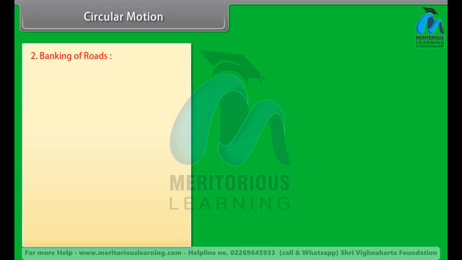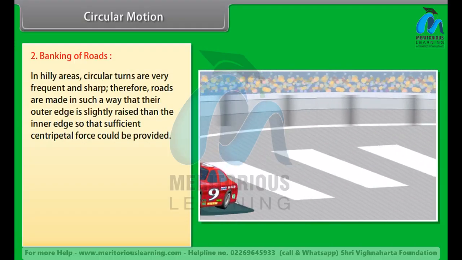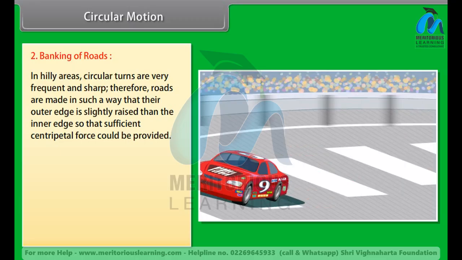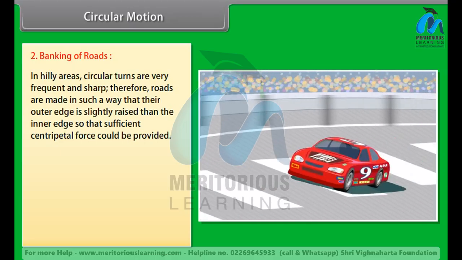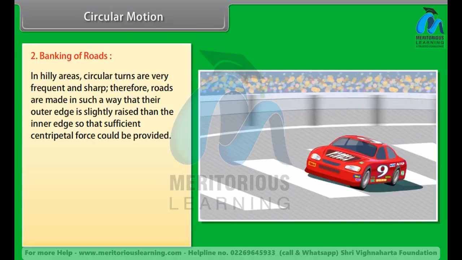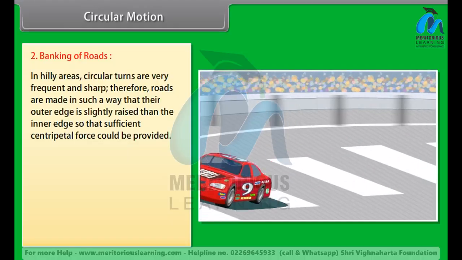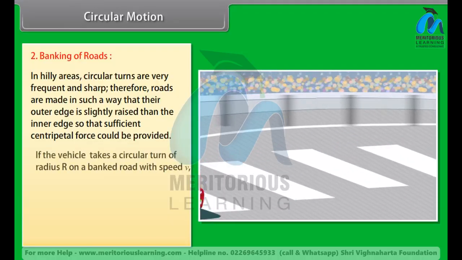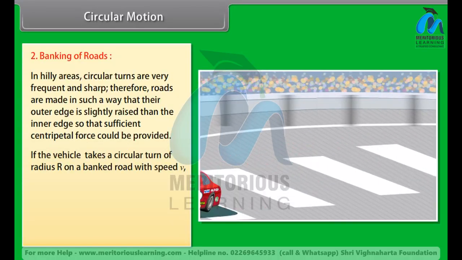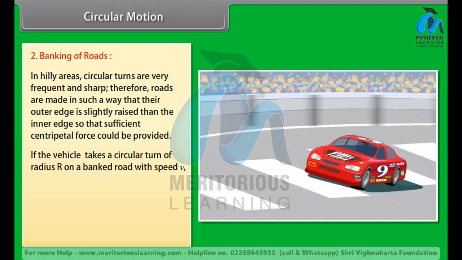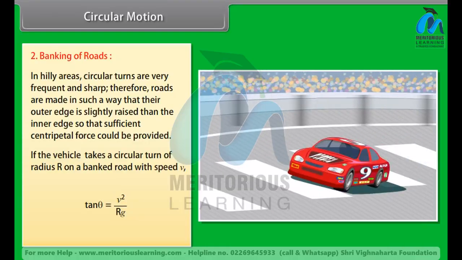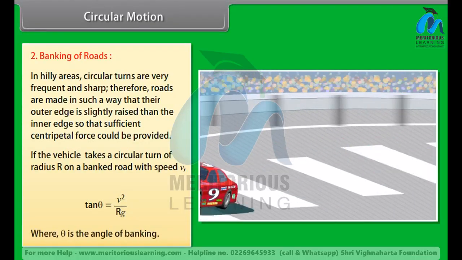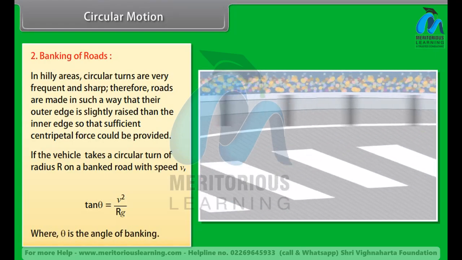Number 2. Banking of roads. In hilly areas, circular turns are very frequent and sharp. Therefore, roads are made in such a way that their outer edge is slightly raised compared to the inner edge, so that sufficient centripetal force could be provided. If the vehicle takes a circular turn of radius r on a banked road with speed v, then tan θ = v²/rg, where θ is the angle of banking.